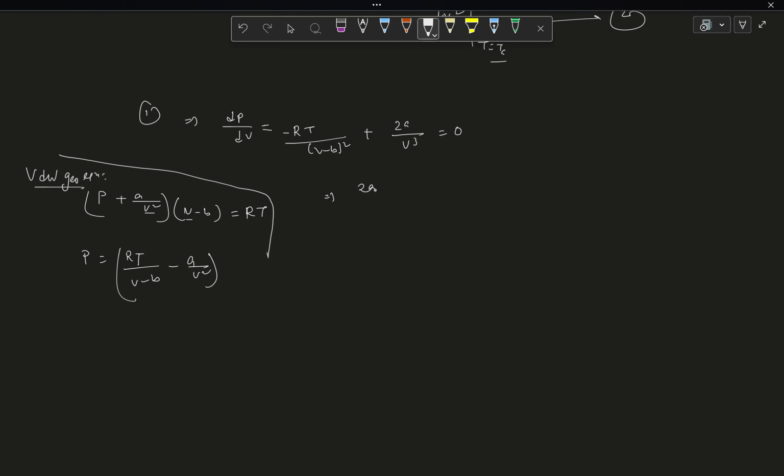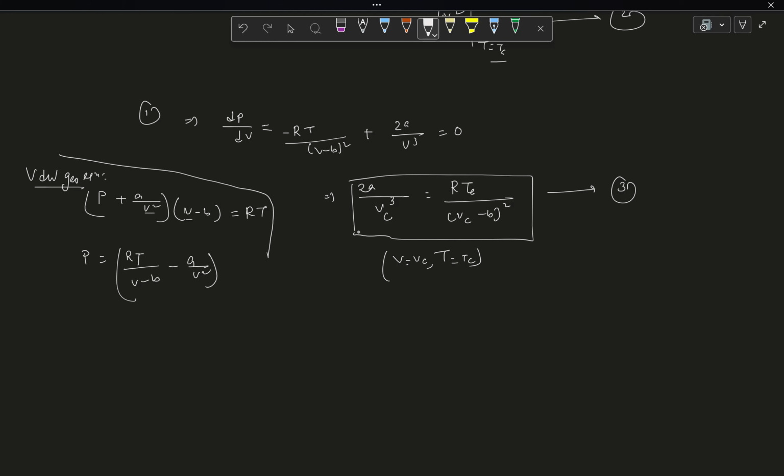So from here you also get that 2a by Vc cube is equal to RTc by Vc minus b whole square. Let us call this equation number 3, because here you know that at the critical point V equal to Vc and T equal to Tc. So we have just substituted these values.